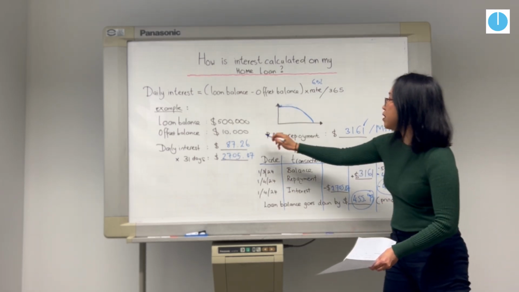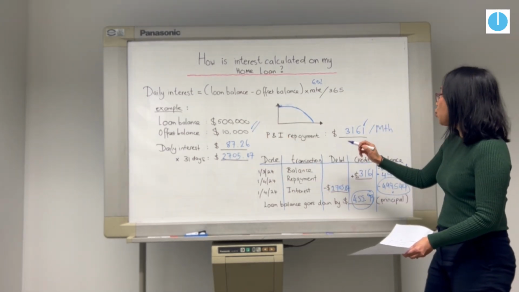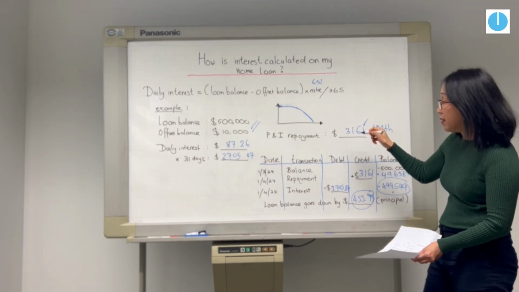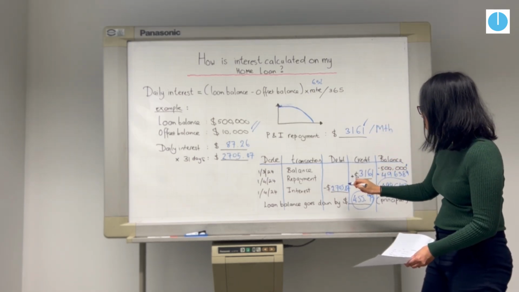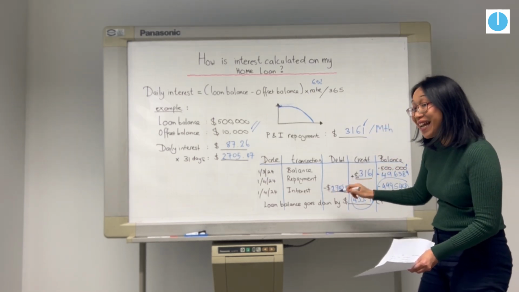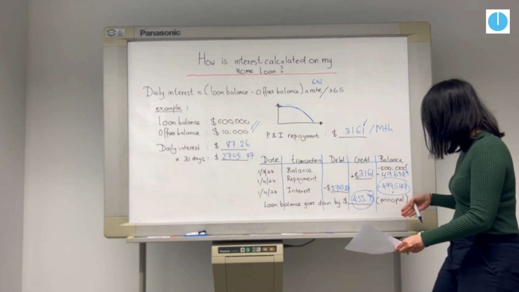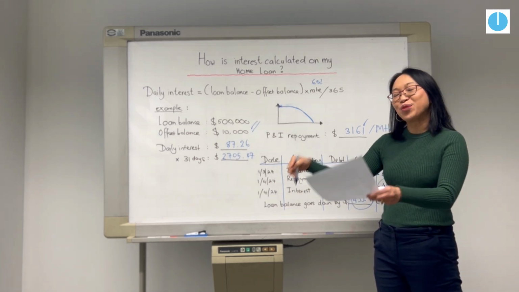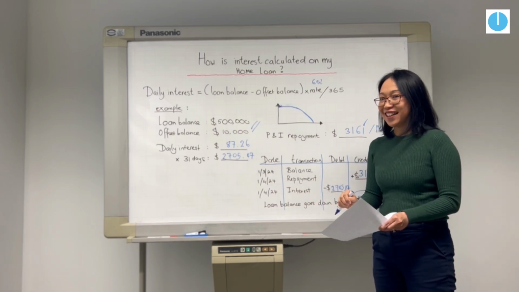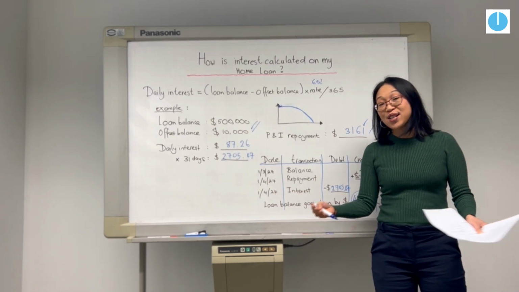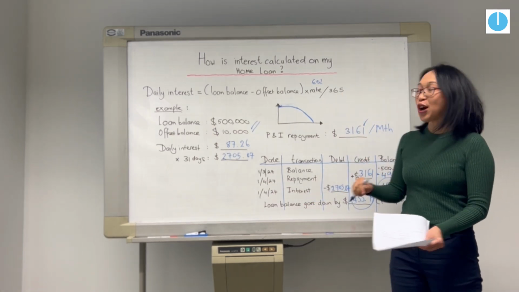As you build up your offset account, you will still make the same repayment, but the interest that the bank charges is less, so more of your repayments will go towards your principal, and you can reduce your home loan much faster. I hope this helps to answer the question, how is interest calculated on my home loan?